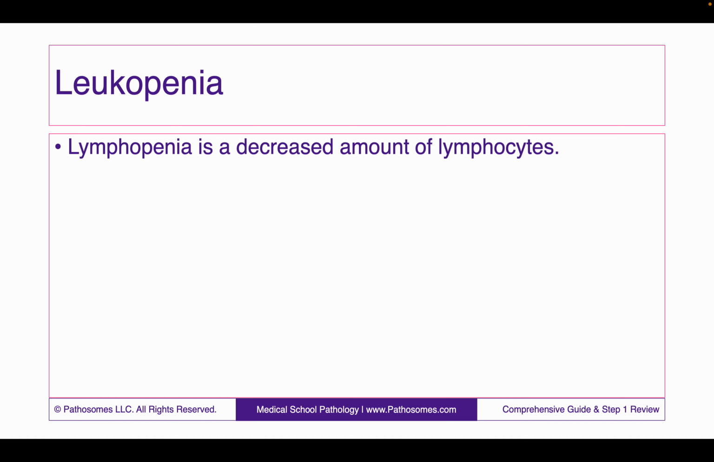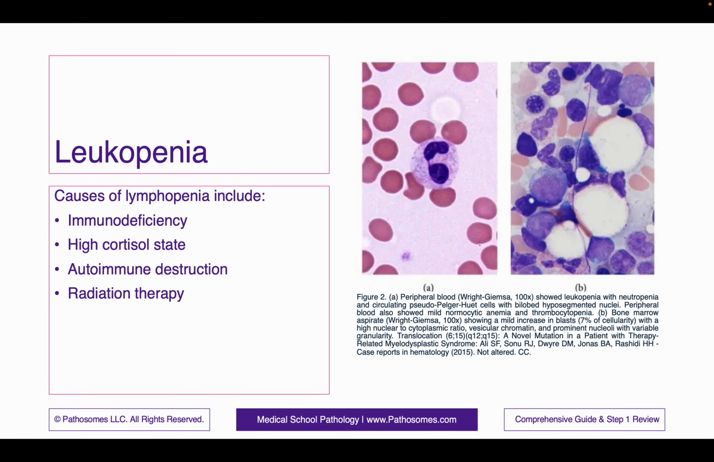Lymphopenia is a decreased amount of lymphocytes. Causes of lymphopenia include immunodeficiency, high stress states, like having to study for Step 1.